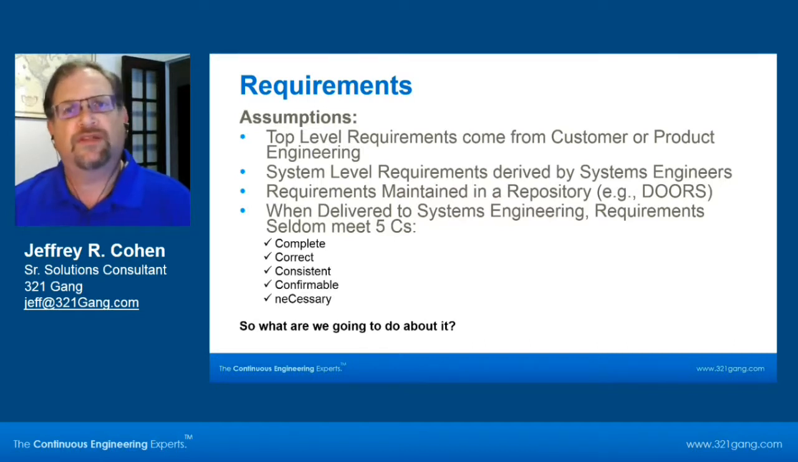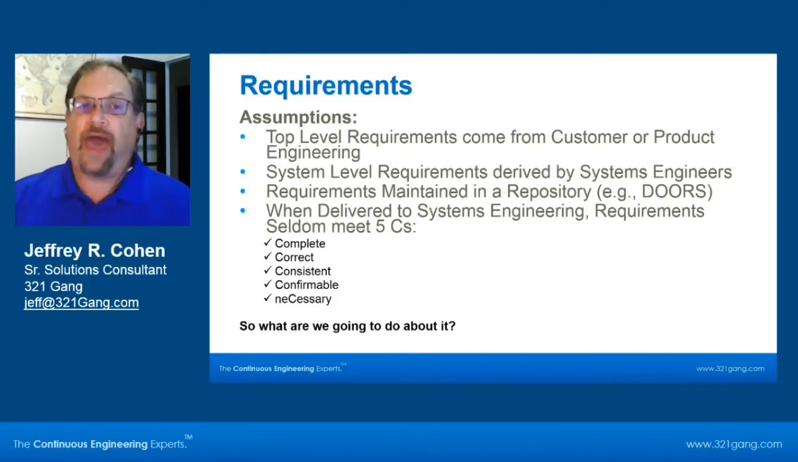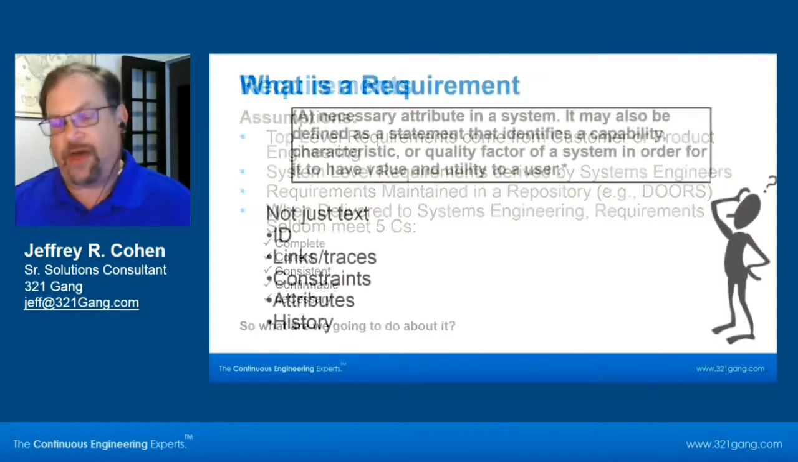Because as you'll see, there's a lot more to a requirement than just text. And you really do need to be able to track and trace them. We're also going to assume that when you deliver the requirements, not when you initially receive them, but when you get them and pass them on, they will meet the 5 C's, but initially they don't. And those 5 C's are displayed here: complete, correct, consistent, confirmable, and necessary. Okay, so what are we going to do about all this?